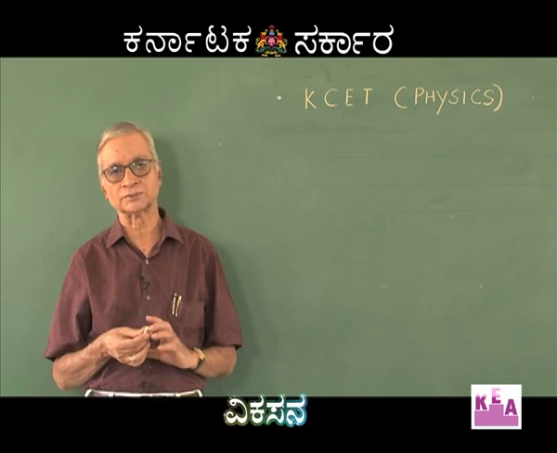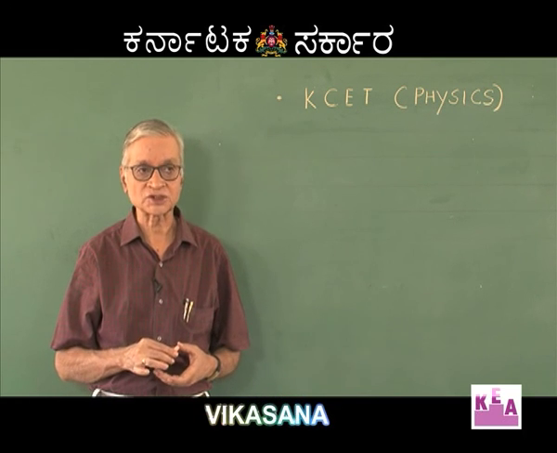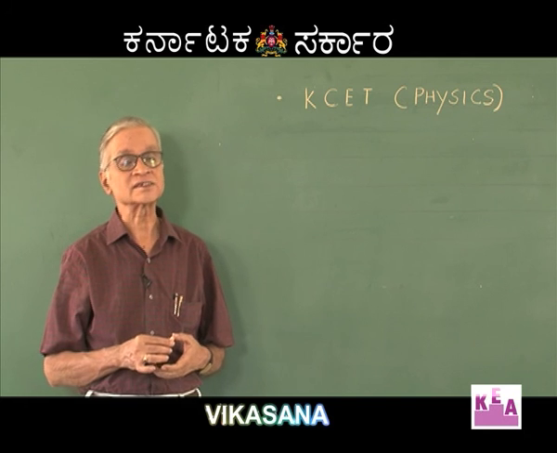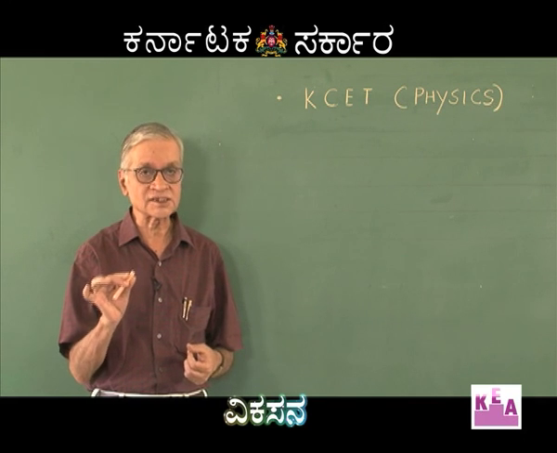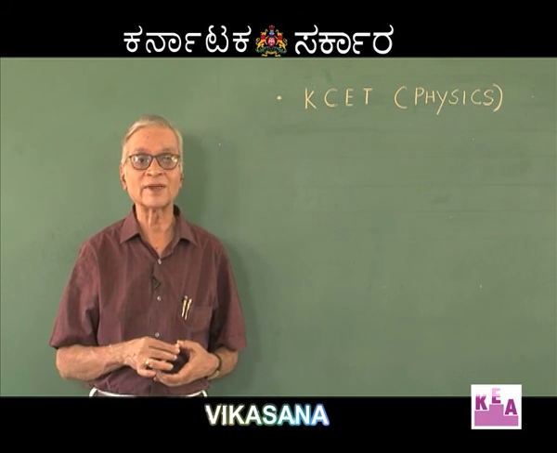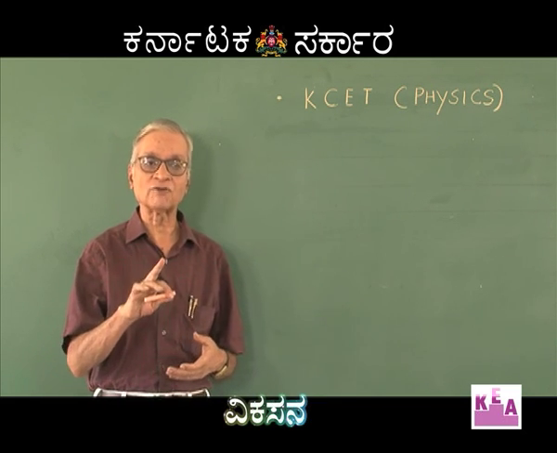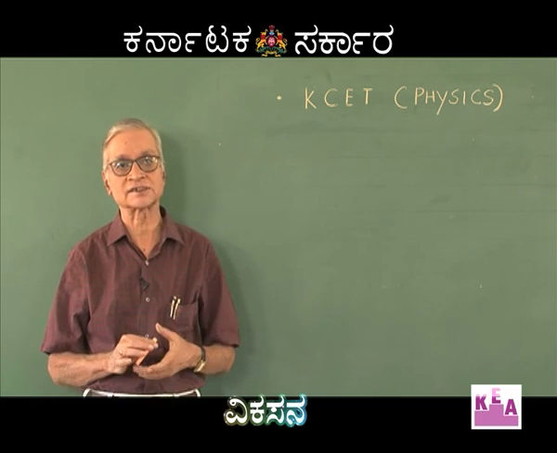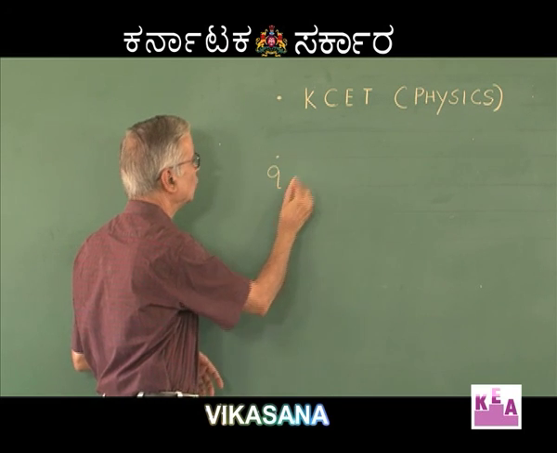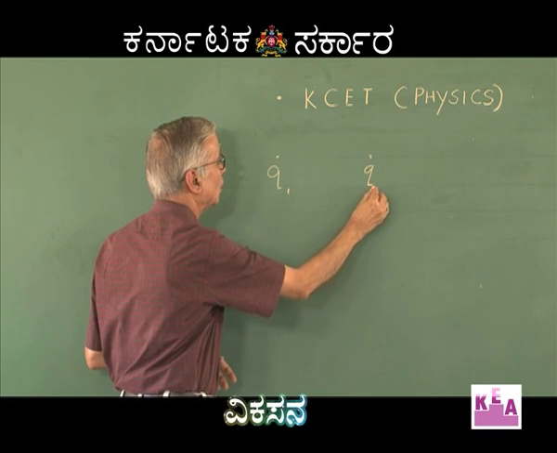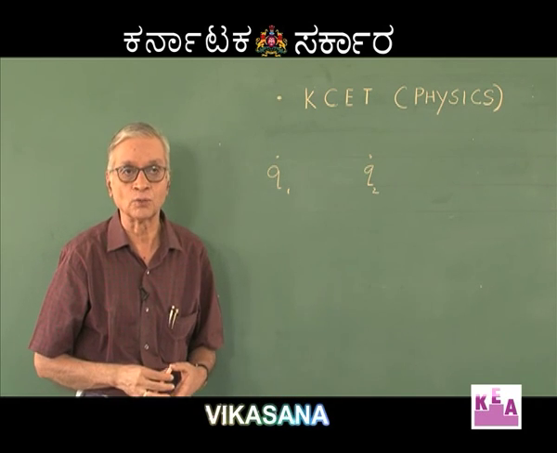Before going to the next question, I would like to tell you the concept on which the next question is based. That is to find the points where the electric intensity is 0 with respect to a given charge configuration. Remember, in CET, charge configuration will consist of only two charges. Suppose Q1 is one charge, Q2 is another charge. You want to find out the points where the electric intensity is 0.